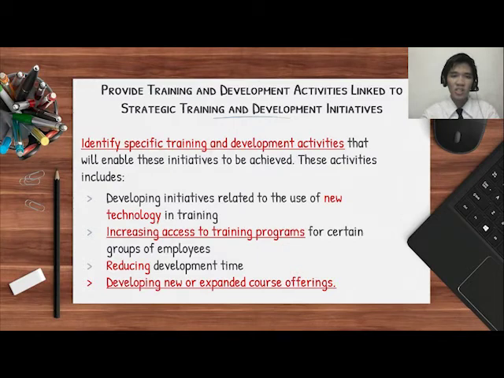Next, to provide the training and development activities linked to strategic training and development initiatives, first is to identify the specific training and development activities which will enable these initiatives to be achieved. These activities include developing initiatives related to new technology in training, increasing access to training programs for certain groups of employees, reducing development time, and developing new or expanded courses that are offered.